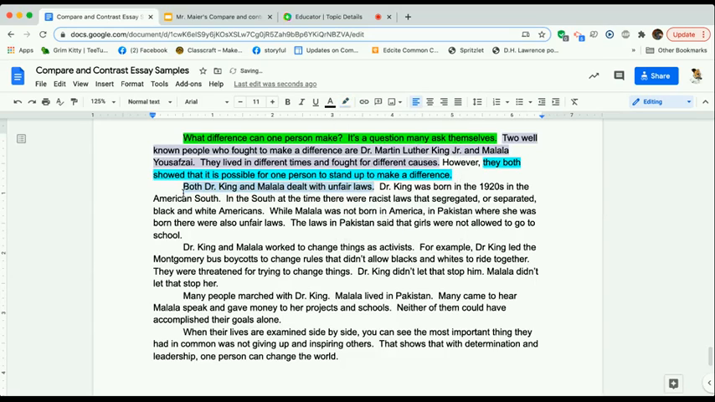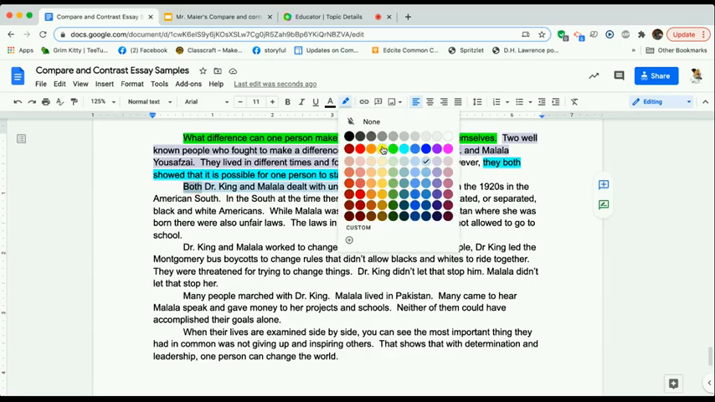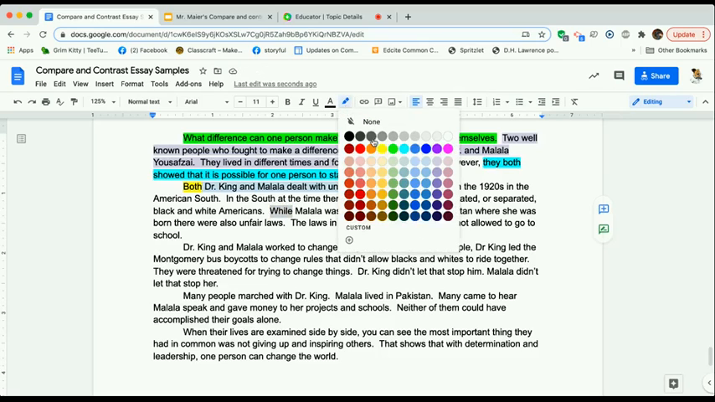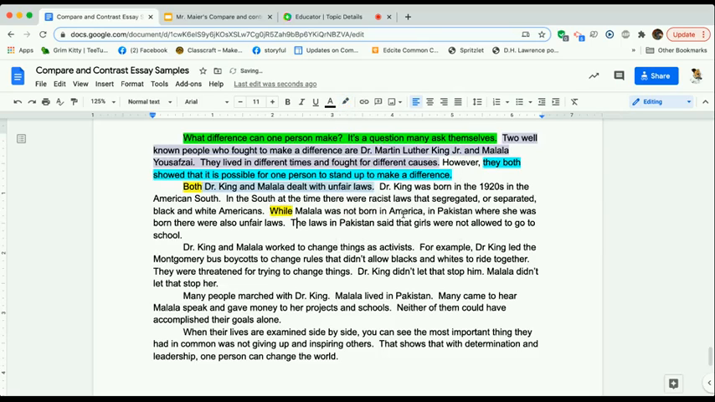Do I use at least 2 compare and contrast words? Well, starting off, I know that both is a compare and contrast word. It compares 2 things or 2 people. Okay. I also know that while can be used to contrast. Okay. It shows a contrast between 2 people. While Malala was not born in America, Dr. King was, she was not. In Pakistan, there's a compare word, unfair laws. So I know I have 3 already.